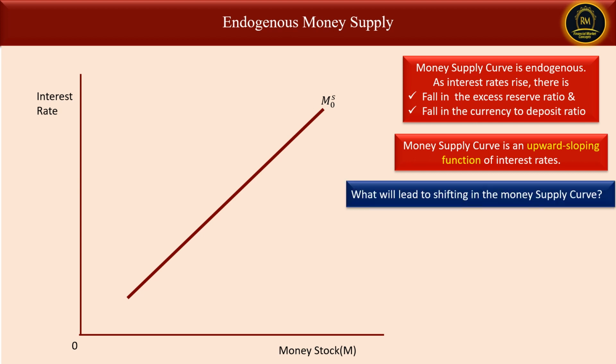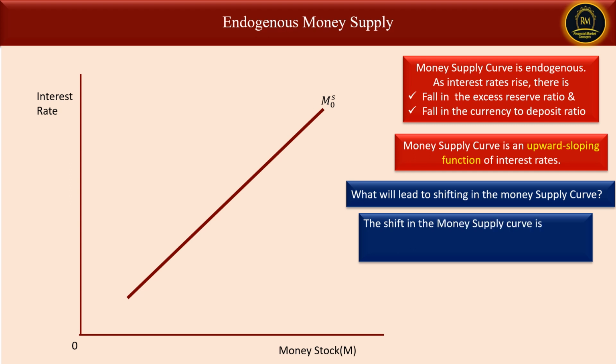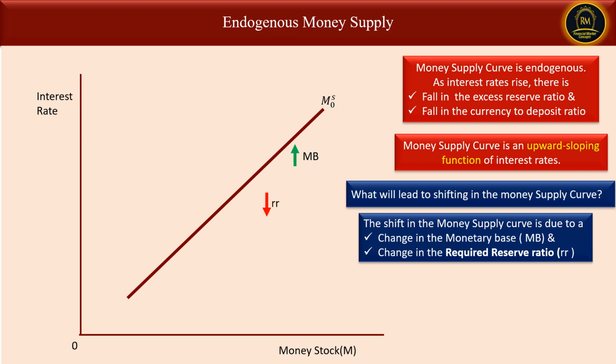Now the next question that comes here is, what will lead to the shift in the money supply curve? The shift in the money supply curve is caused due to the increase or decrease in the monetary base, or the change in the required reserve ratio. If there is an increase in the monetary base, the high powered money, reserve money by the central bank, and a reduction in the required reserve by the central bank, that will increase the money supply, and the money supply curve will shift towards the right, leading to an increase in the money supply.